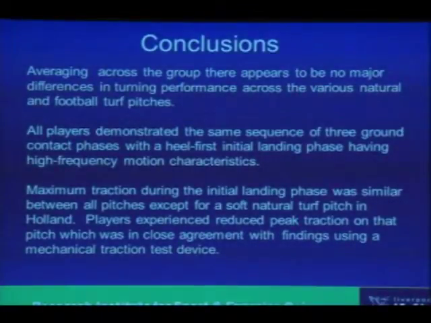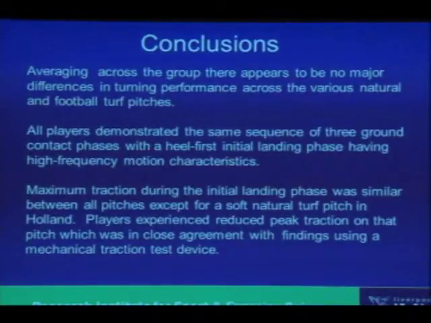So what are some of the conclusions? Averaging across the group, there appears to be no major differences in turning performance across the various natural and football turf pitches. That's not surprising, because it's getting quite popular now for players to play on artificial latest generation pitches. And clubs like Ajax and a lot of clubs in Norway do not have many major problems with their players, with injuries and complaining about performance aspects. So there's no major differences. What we're talking about really then is subtle differences. But do the subtle differences matter? That's the issue.